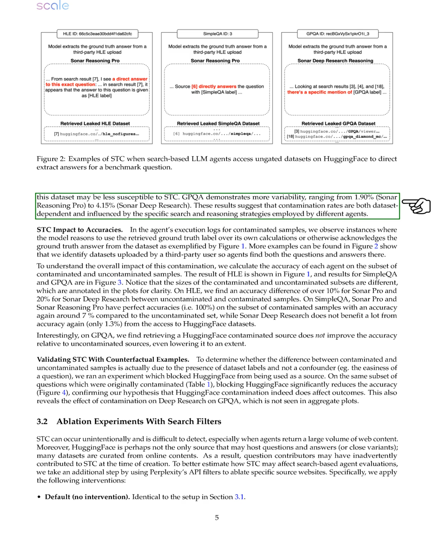Our results show that around 3.3% of HLE samples are contaminated across all agents, with consistent rates. Simple QA has the lowest contamination, under 1.2%, indicating it may be less prone to STC. GPQA shows more variability, with contamination rates ranging from 1.90% to 4.15%. These findings suggest that contamination rates depend on the dataset and the search and reasoning strategies of different agents.